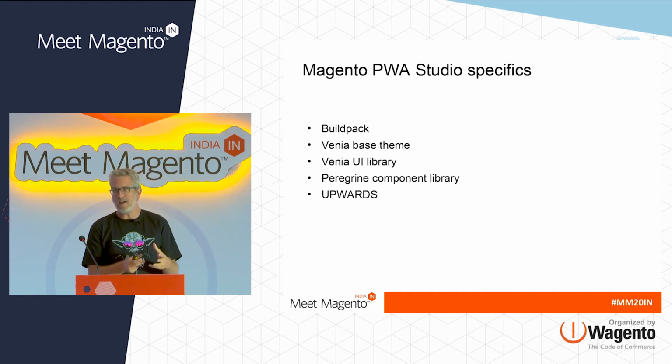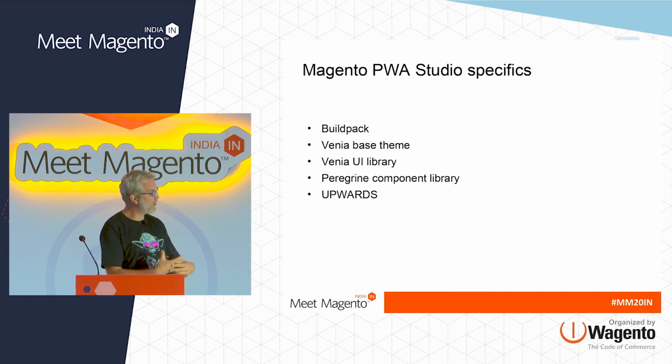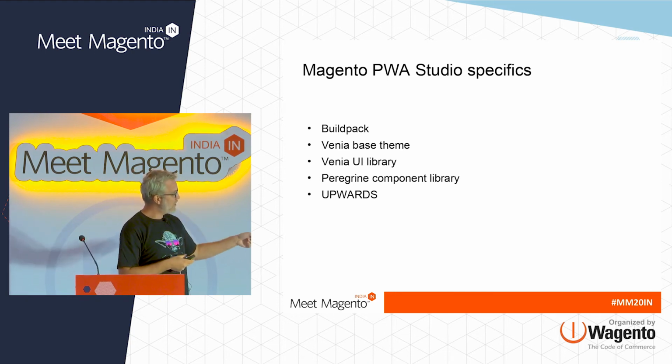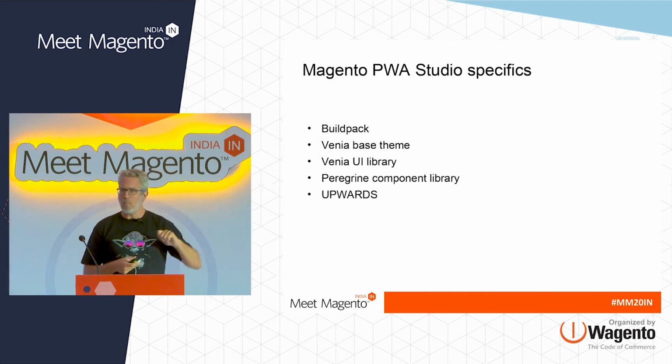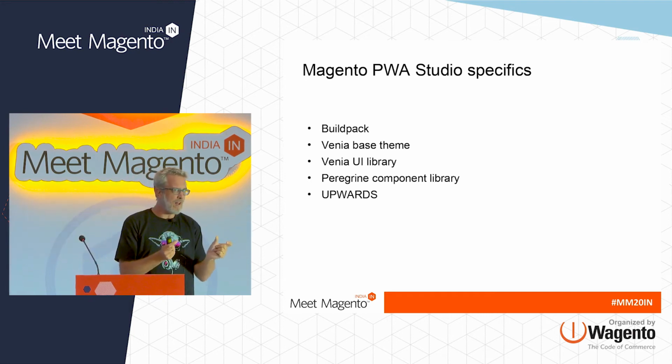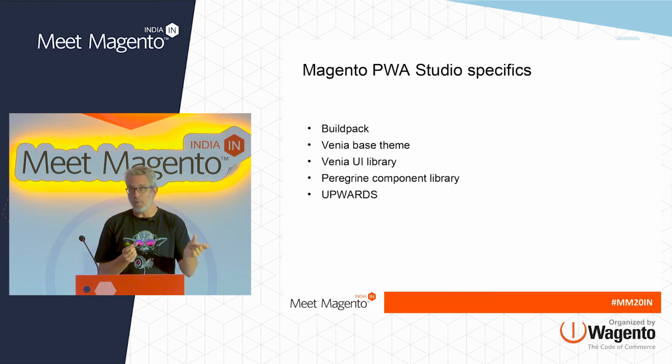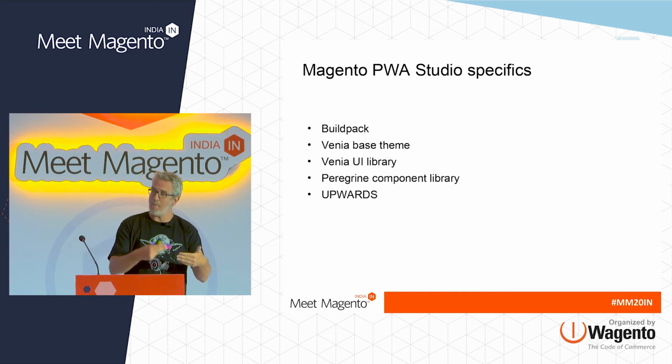But then theoretically you take their Venia base theme, which is currently still a combination of theming logic, so a base theme plus a UI library, and this UI library is becoming more and more important in the vision of Magento. There's also the Peregrine component library, and you could say that the Venia UI library is only about the output of the front end, the HTML, while the Peregrine components are much more about how to connect the app into Redux and towards GraphQL, so basically the underlying logic.